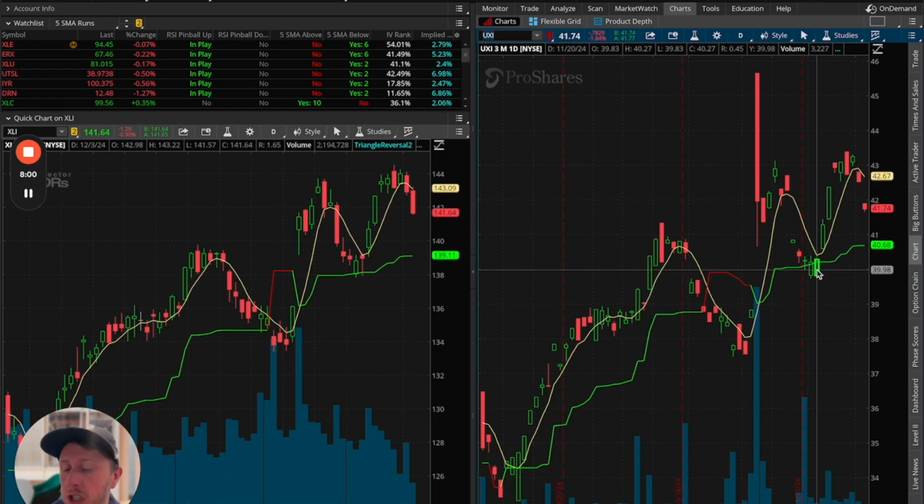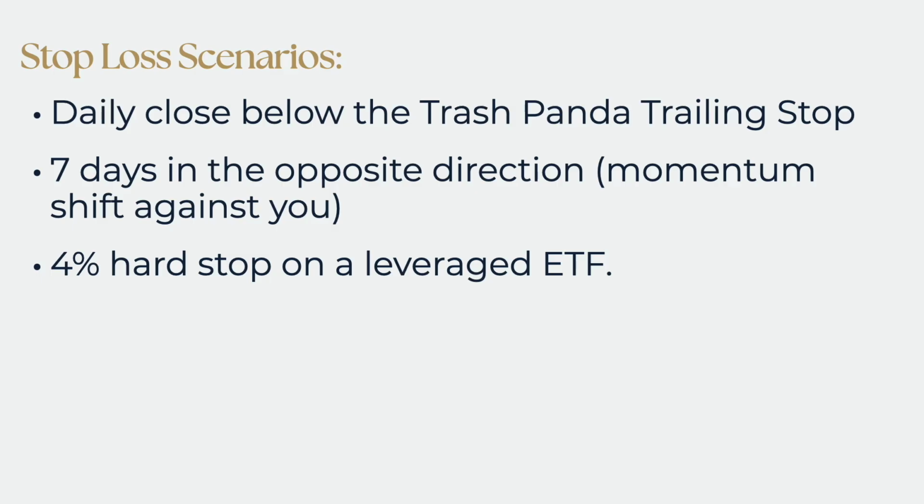So let me talk for just a minute about stop losses and how those work on this trade. What you're going to be looking for is one of 3 stop loss scenarios on this setup. The first is going to be a daily close below this Trash Panda trailing stop indicator on the daily chart. That is going to be my first sign that this trade's not going to work out in my direction. So there's your first exit scenario that is not profitable.